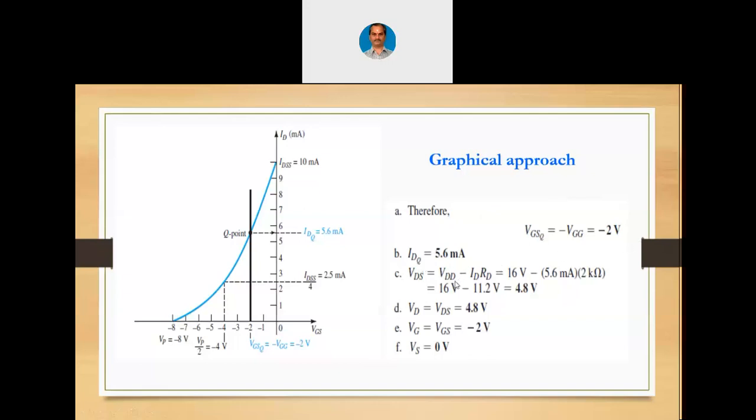IDQ we got is 5.6 milliampere. Now, VDS is VDD minus IDRD. Substituting the same values, we get VDS equals 4.8 volts. In the mathematical approach, it was 4.75 volts. So, there is a small error, 0.05 volts, but that can always be ignored. VD is nothing but 4.8 volts, VG is nothing but VGS, minus 2 volts, and VS equals 0 volts.